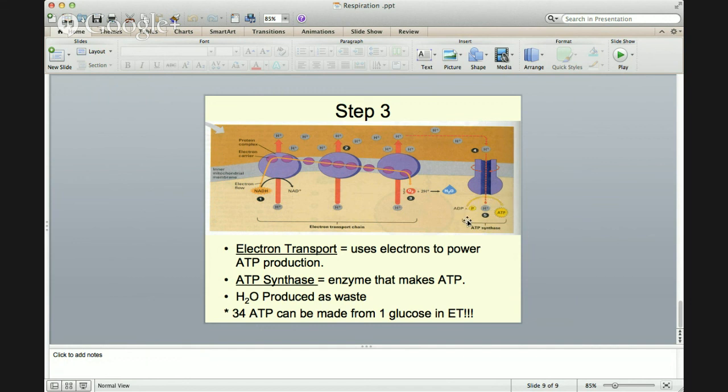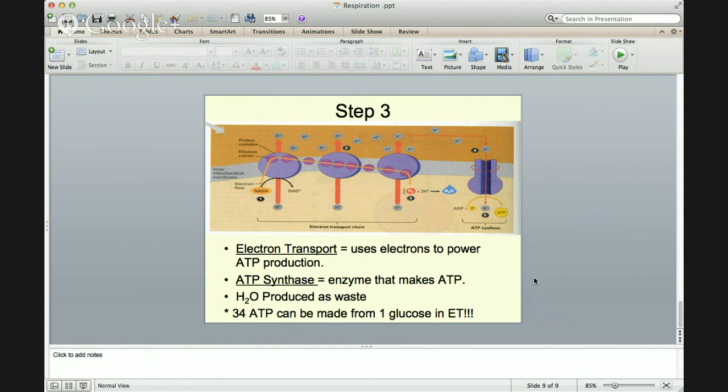And again, you don't need to know all of the crazy details of how this all happens. Just understand that electron transport is going to produce about 34 ATPs from one molecule of glucose, and it's because these H pluses are accumulating outside of this membrane, and then as they pass through the ATP synthase, they're helping to power the production of ATP.